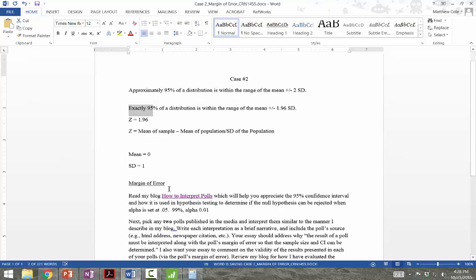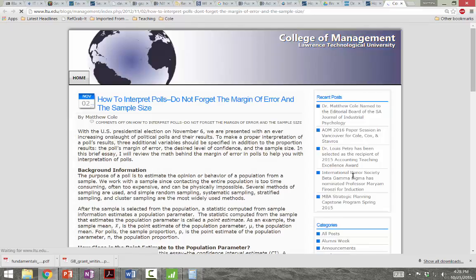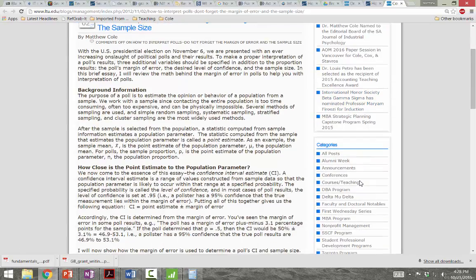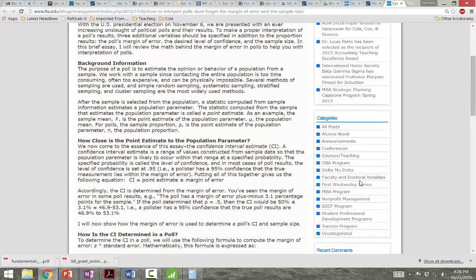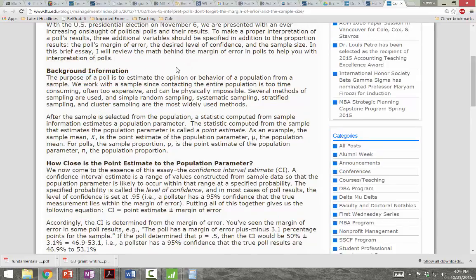Now that all works together when we start looking at my blog, How to Interpret Polls. So I just clicked on it. Here's the blog. Okay, let's start going through it. Let's kind of review what we had just said in the podcast with a little bit of background. First, purpose of a poll. Right? What's the purpose of a poll?